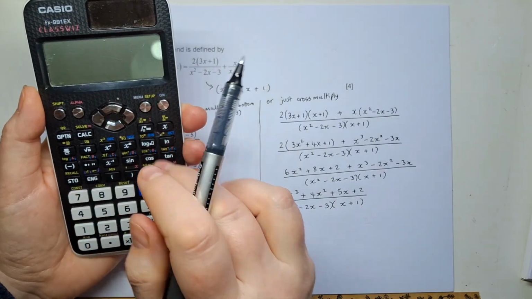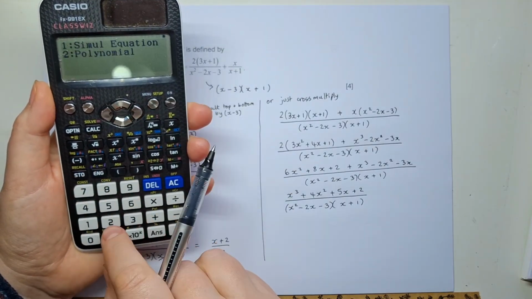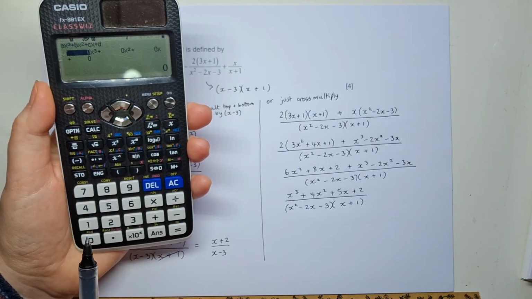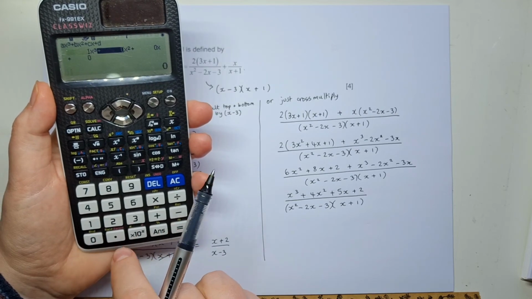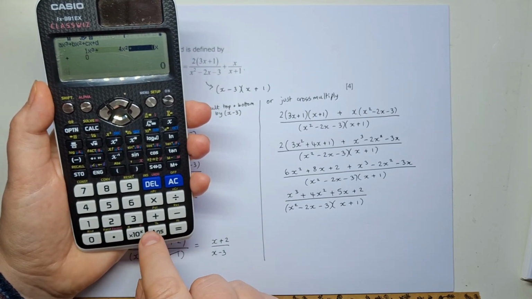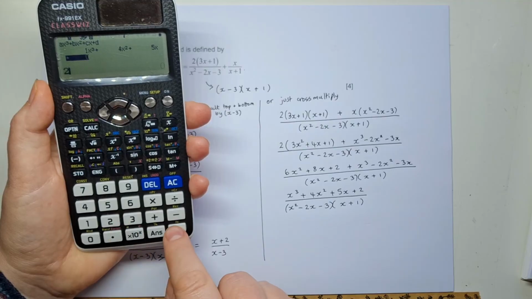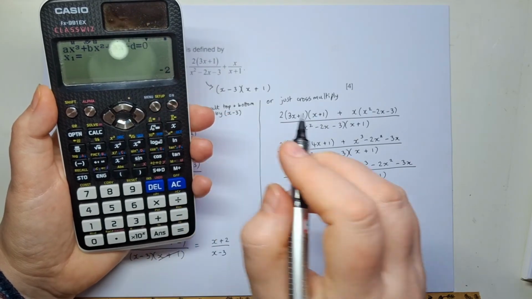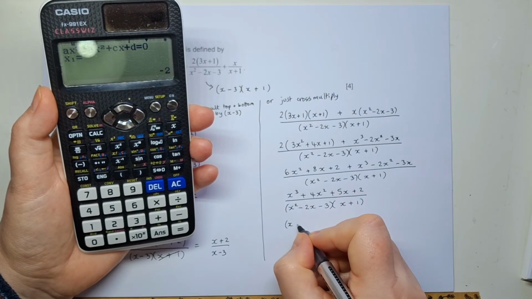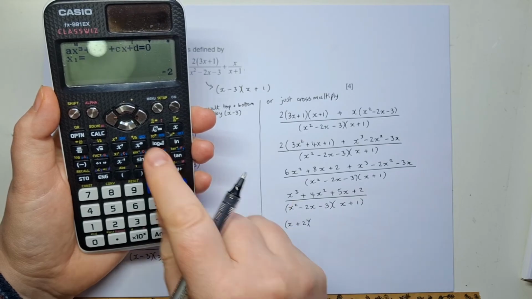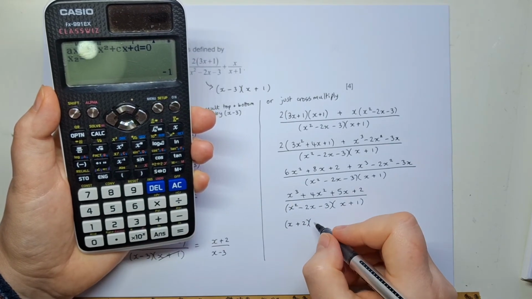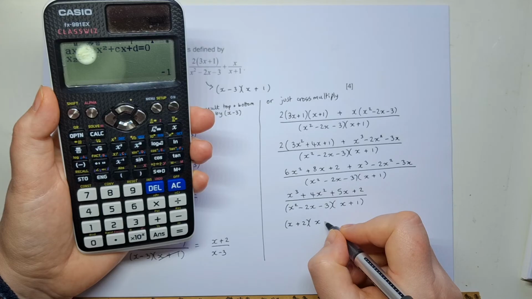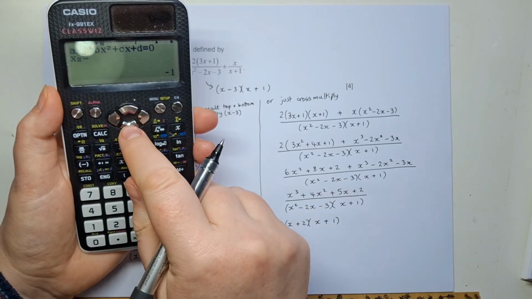So let's just use the calculator to sort out the cubic on the top. So pop in a 1, a 4, a 5 and a 2. So our first answer is x minus 2, which means our first bracket is x add 2. Our second answer is x minus 1, which means our next bracket is x plus 1.